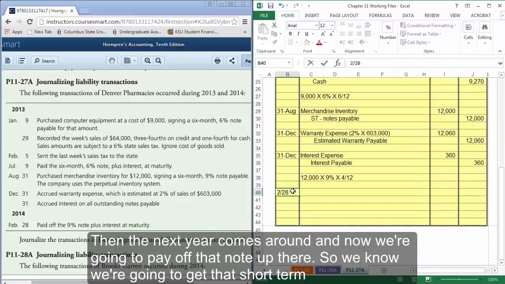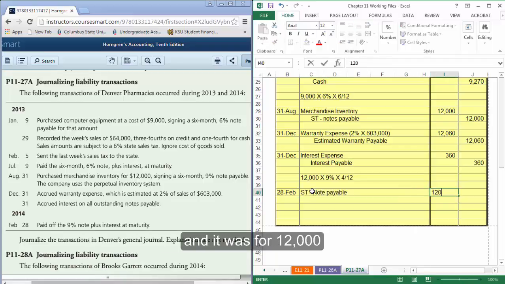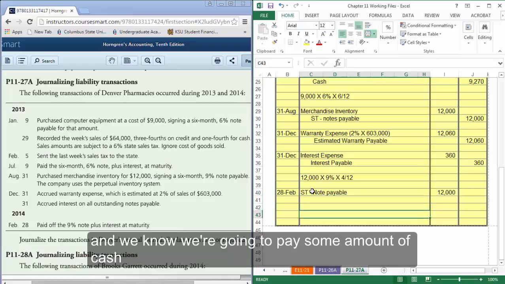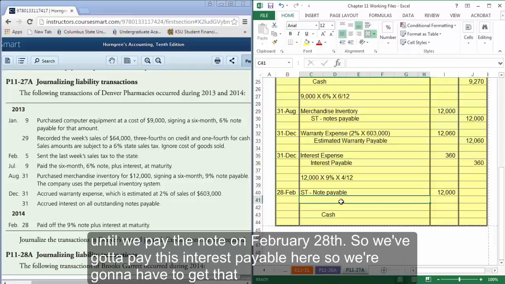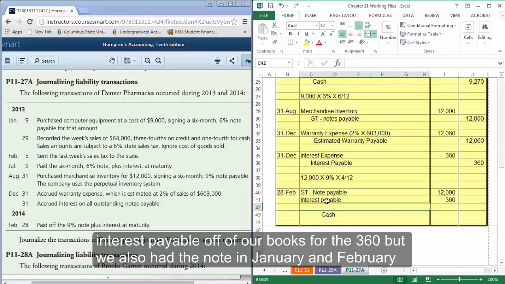All right. Then the next year comes around, and now we're going to pay off that note up there. Okay. So we know we're going to get that short-term note payable off of our books, and it was for $12,000. And we know we're going to pay some amount of cash, but how much we don't know. All right. And remember, we've had this note since August. We've already accrued some interest that we have to pay. We're not paying that interest until we pay the note on February 28th. So we've got to pay this interest payable here. So we're going to have to get that interest payable off of our books, so for the $360.